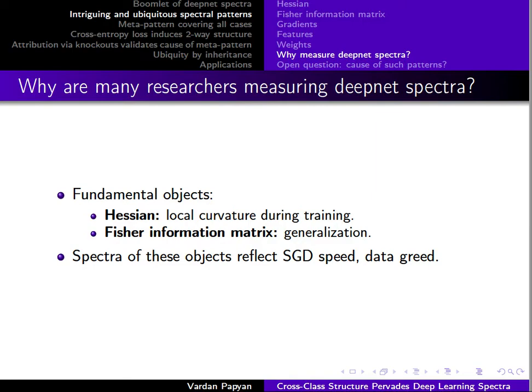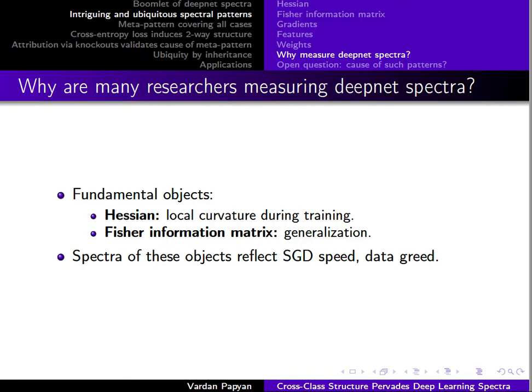And we know from classical statistics that the Fisher information is related to generalization. So by understanding the properties of the Fisher information, you would be able to understand something about how greedy the network is in terms of the data it requires. People would like to understand the spectra of these objects because these objects are important and fundamental.